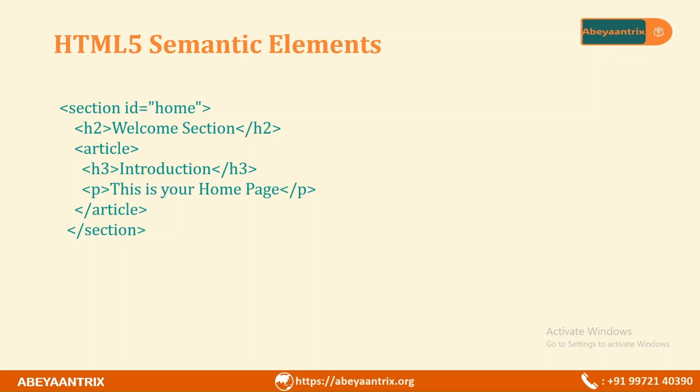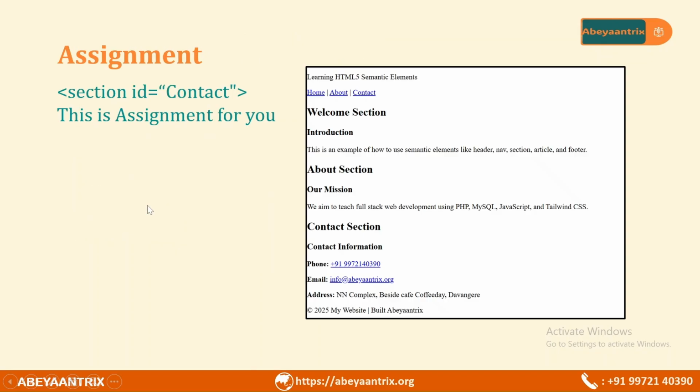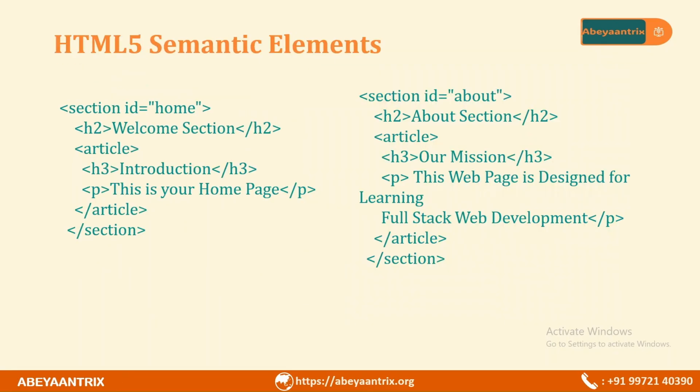Okay, so here is the example. You can see a section with an h2 for welcome, and all the remaining content goes into this home section. Like this you can create a home section and an about section; on the right side you can see the about section code and the home section code. We can apply separate styling for each theme, home section, about section, and so on.